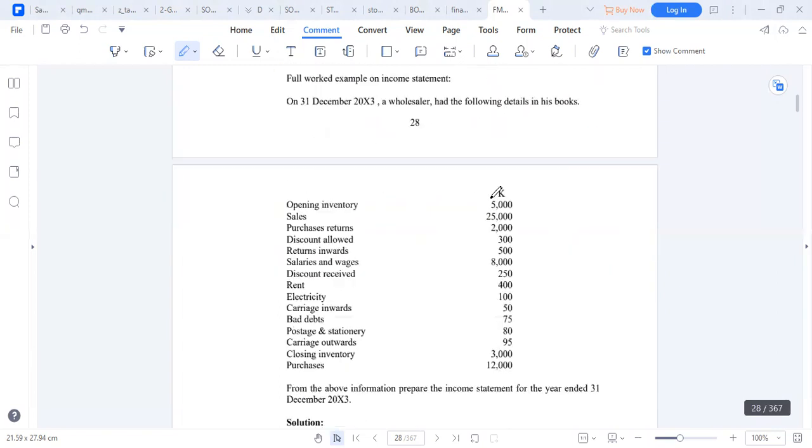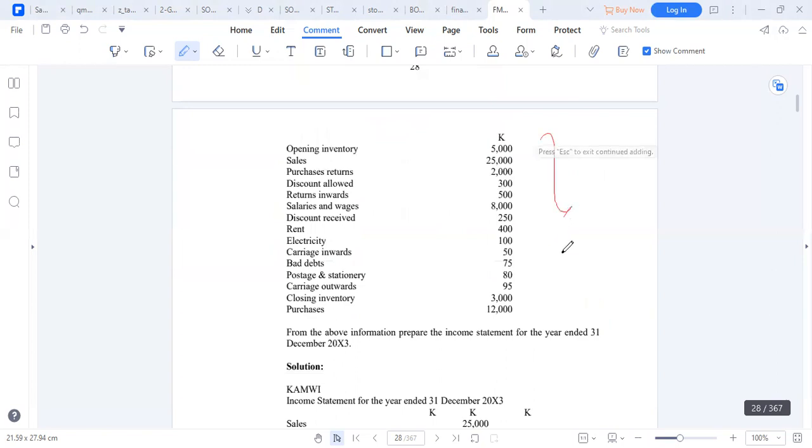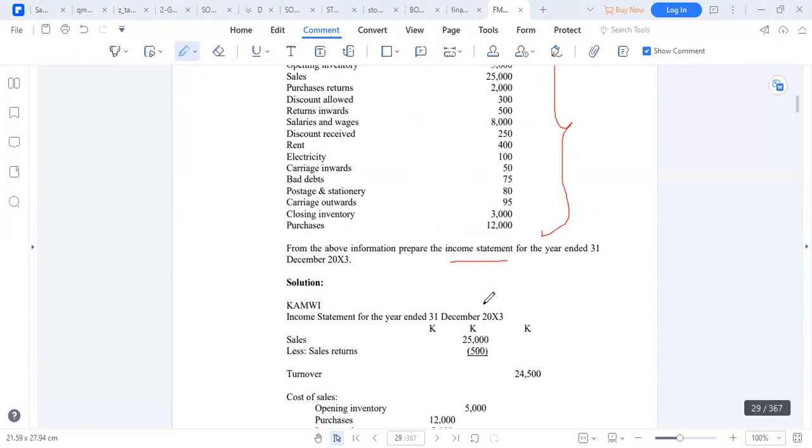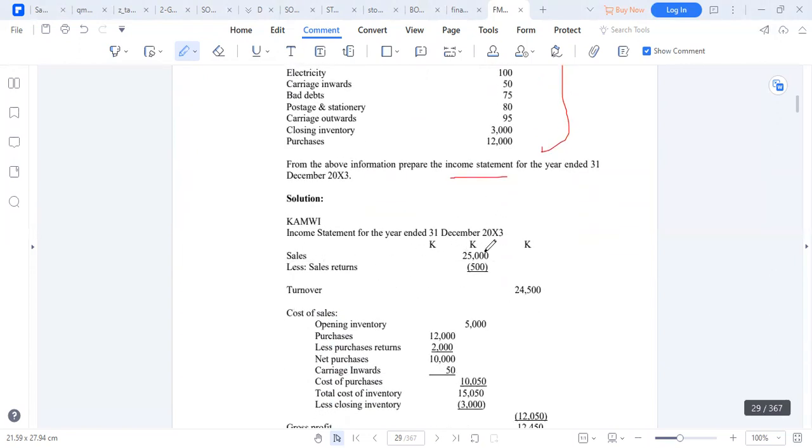So we're going to look at an example of these parameters here. We've been given opening stock, sales, purchases, returns, discount allowed, returns inwards, returns outwards, discount received, discount allowed, carriage inwards, carriage outwards, closing inventory and the purchases. So we are asked to come up with our income statement. All right. So we'll start. The sales figure comes there.